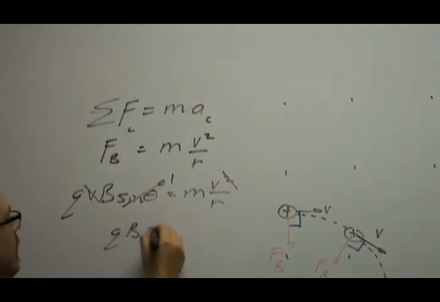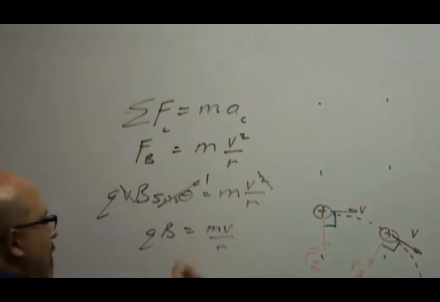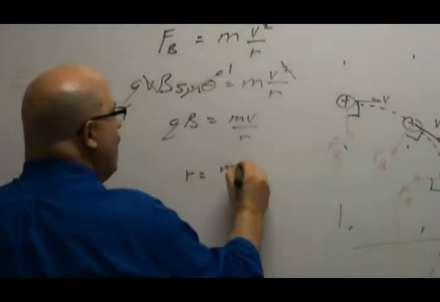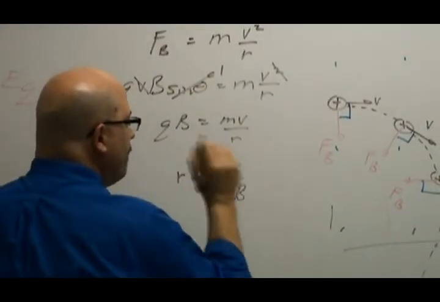Let me just get rid of some of this stuff. It's going to reduce to that, right? And the way they normally write it in the book is they put the R by itself. R equals mv over qB. All right?